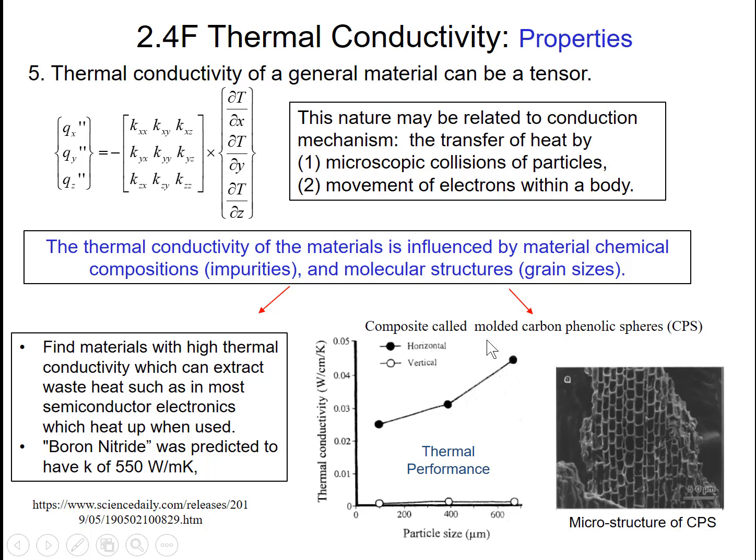In the past, there was research finding the material CPS. This is an image of the microstructure of this CPS material. The scale is 50 μm. And this diagram represents the thermal performance of CPS. This is the particle size in the unit of μm. This is thermal conductivity. By checking, the thermal conductivity in the vertical direction is extremely small compared to the thermal conductivity value in the horizontal direction. Therefore, this CPS is a great candidate for fire resistance material.